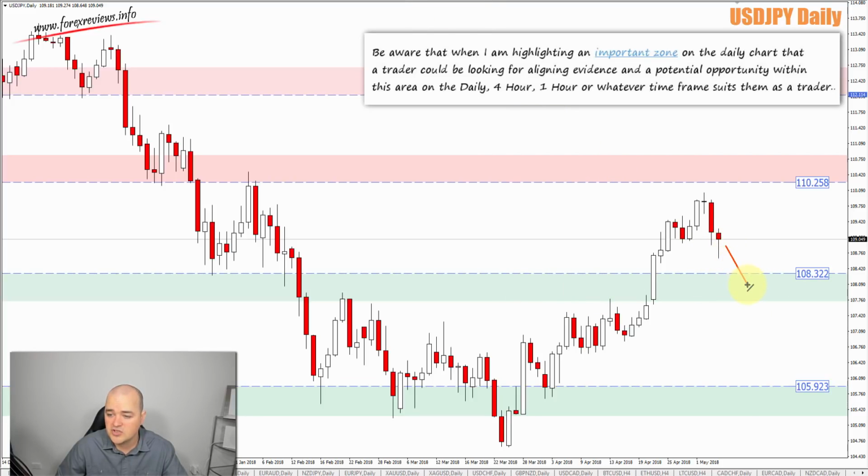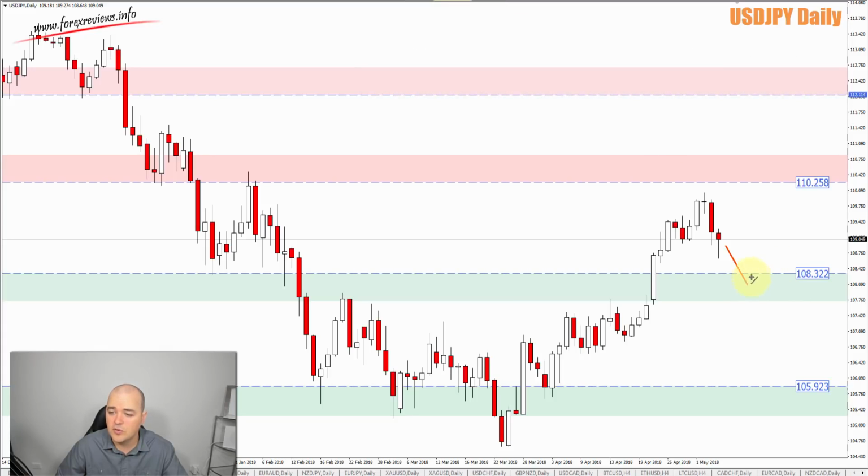So if price action tests this area this week and the right sort of bullish evidence forms in this area, then potentially looking for a move all the way up to this recent high, looking left, as a potential management point area to the upside, or potentially looking for a move all the way up to the 110.25 zone area to the upside. Okay, well that's that market.